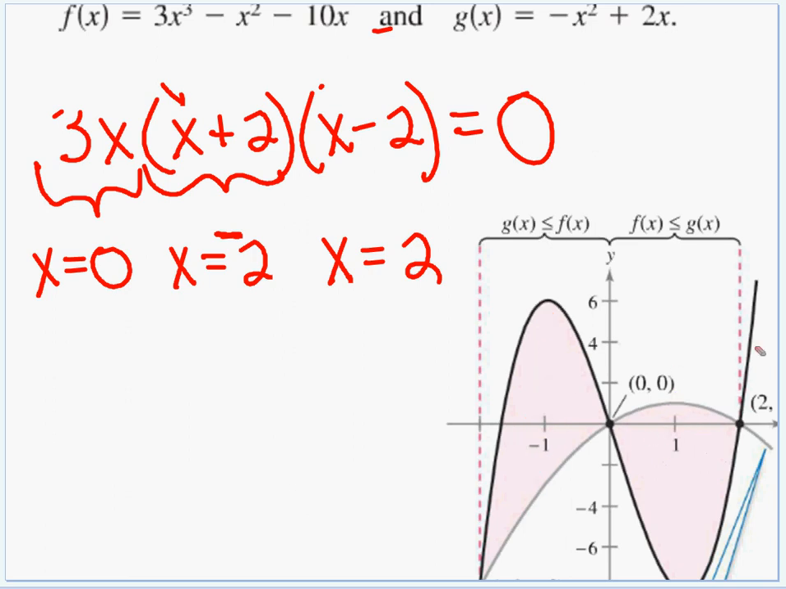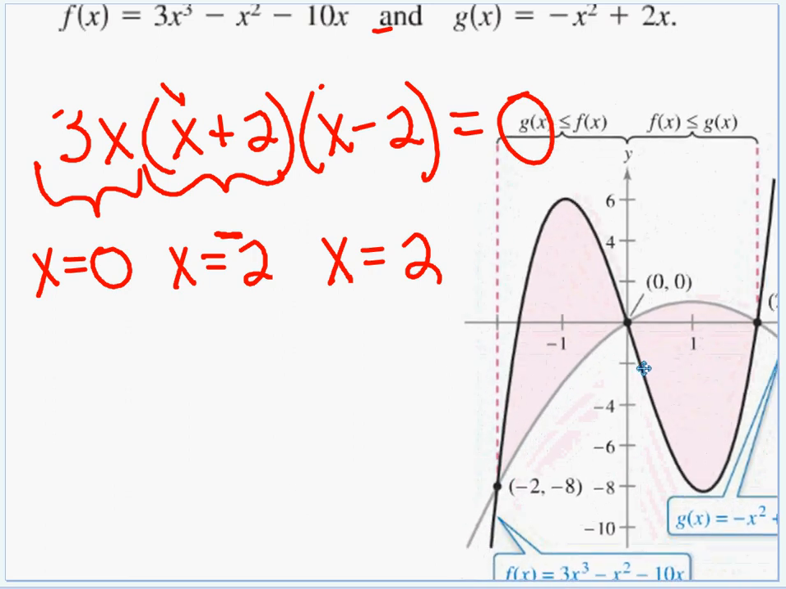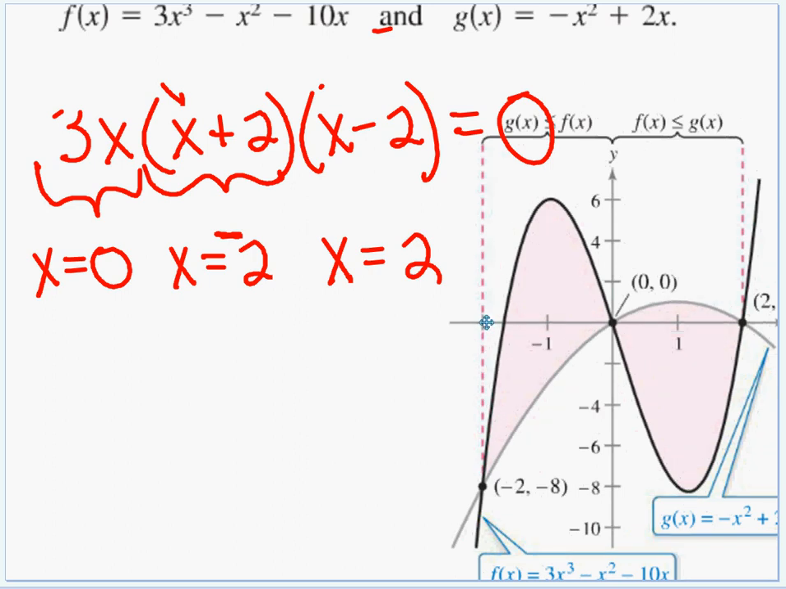So let's think about when we set up our integrals. We're going to have 1 that goes from negative 2 to 0 with the darker function on top, f of x, and then we're going to go from 0 to positive 2 with the f of x on the bottom. So it's going to be g of x minus f of x.